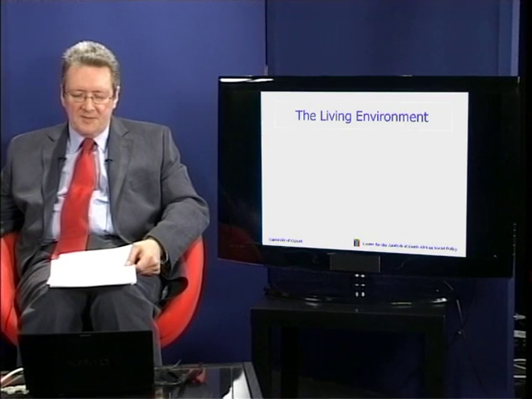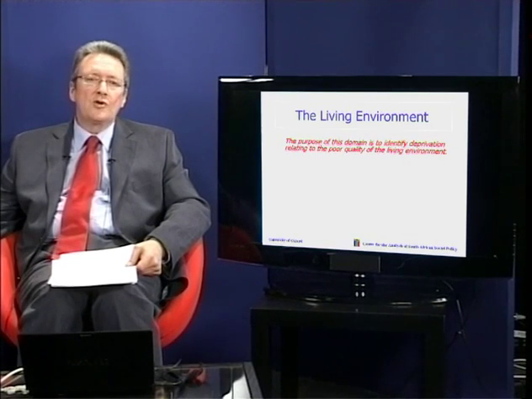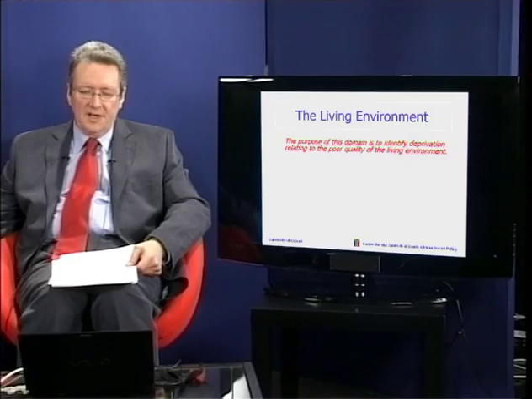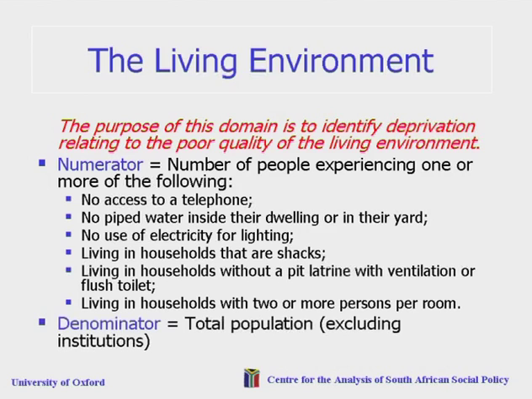Finally, the living environment domain aims to identify deprivation relating to the poor quality of the living environment. And here the numerator is people experiencing one or more of the following: either no access to a telephone, or no piped water inside their dwelling or in their yard, or no use of electricity for lighting, or living in houses that are shacks, or living in households without a pit latrine with ventilation or a flush toilet, or living in households with 2 or more persons per room, in other words, overcrowded households. And the denominator is again the total population.